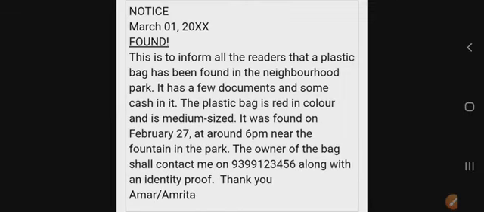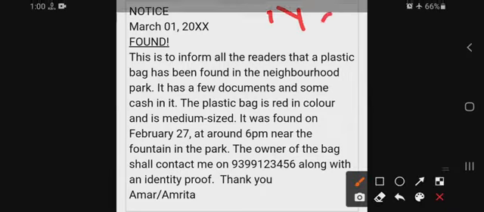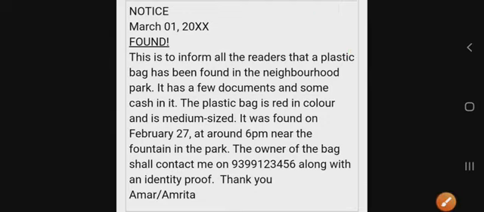See, again, this time the name of the institution has not been given, but he will write it. First on the top, name of the institution. Then notice, then date, then heading. Then this is to inform all the details. The plastic bag has been found in the neighborhood. It has a few documents and some cash in it. The plastic bag is red in color. You can read now.